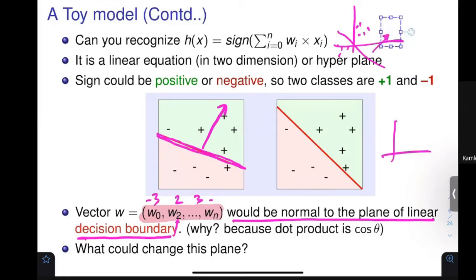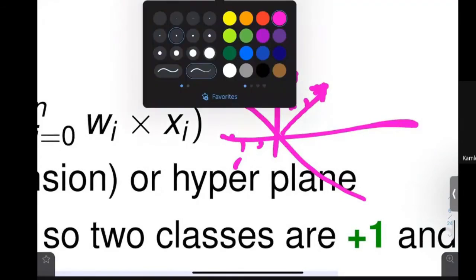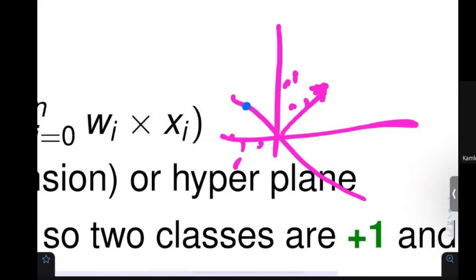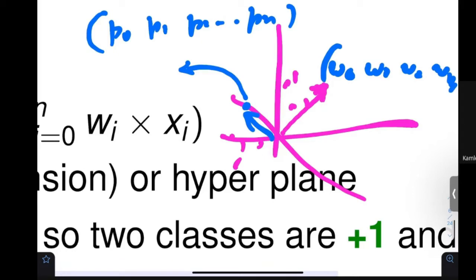If I take this vector and plot it here, let me just focus on this. Let me find any point on this particular plane. So this was the plane, and any point on this plane would be maybe p0, p1, p2, dot dot dot pn. This point would also be a vector. And this vector is w0, w1, w2, ..., wn. This is another vector, the weight vector that we are going to talk about.